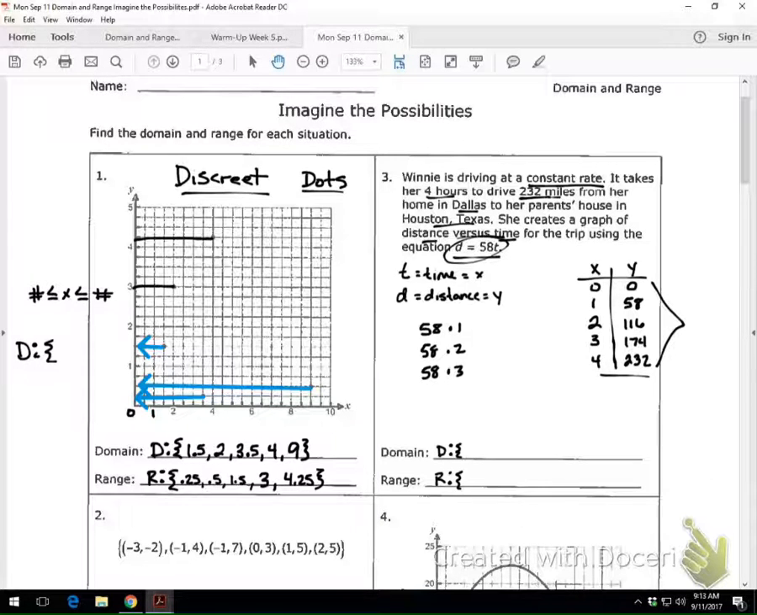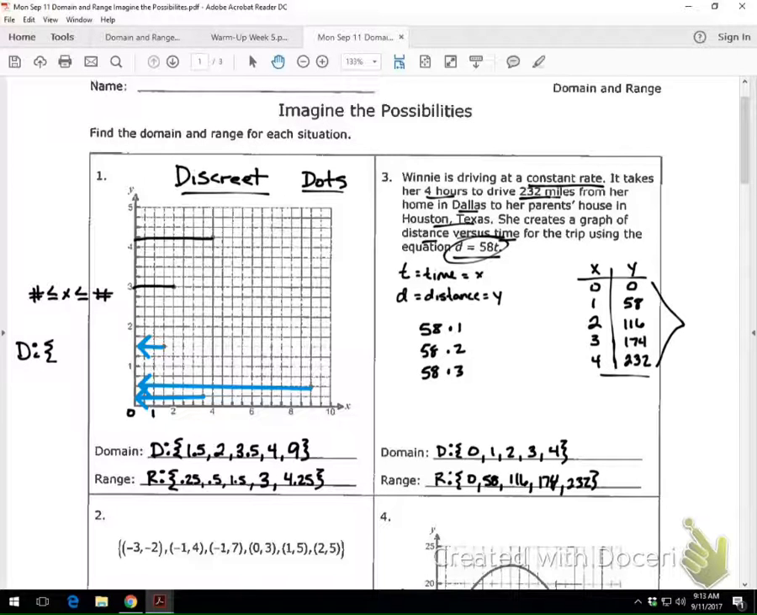You list your x. So what's our first x? 0. Second? Third? Fourth? Fifth? Good. There you go. Your range. Okay, the miles, which is 0, 58, 116, 174, and 232. Now here's the question I have. Is it discrete or continuous?